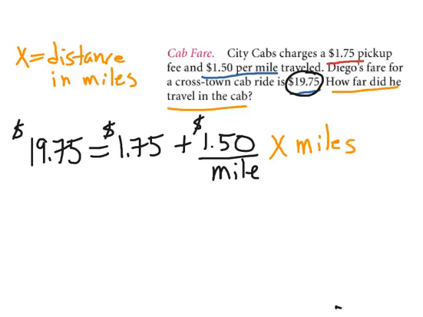And then notice what happens. With my units, I have miles on top and miles on bottom. They cancel out. So notice what I have now. My only units, I have money on the left, and then on the right-hand side, I have money plus money. This equation makes sense. Alright, so let me just rewrite the equation down without the units, and then we'll solve it.